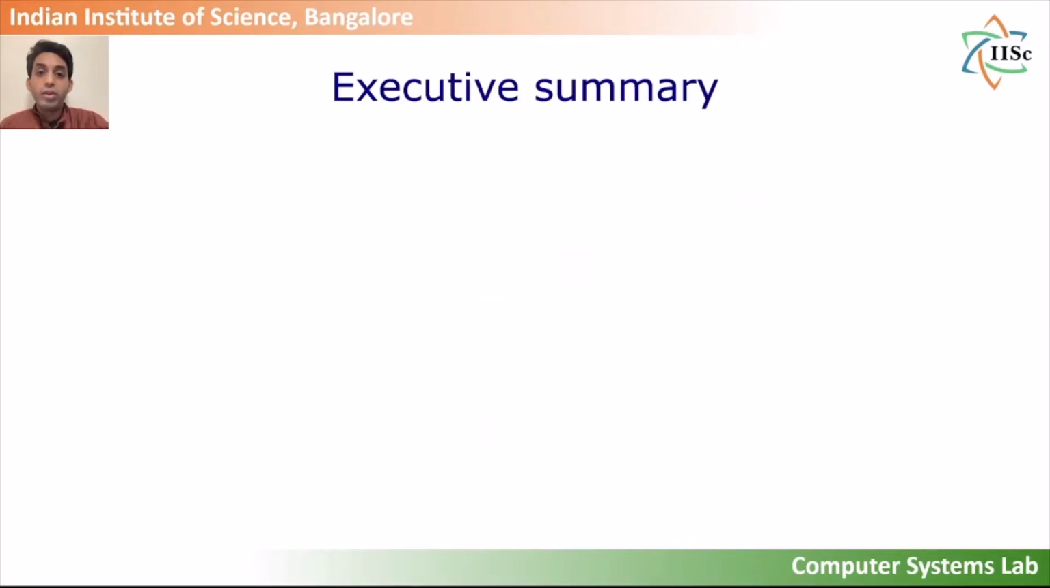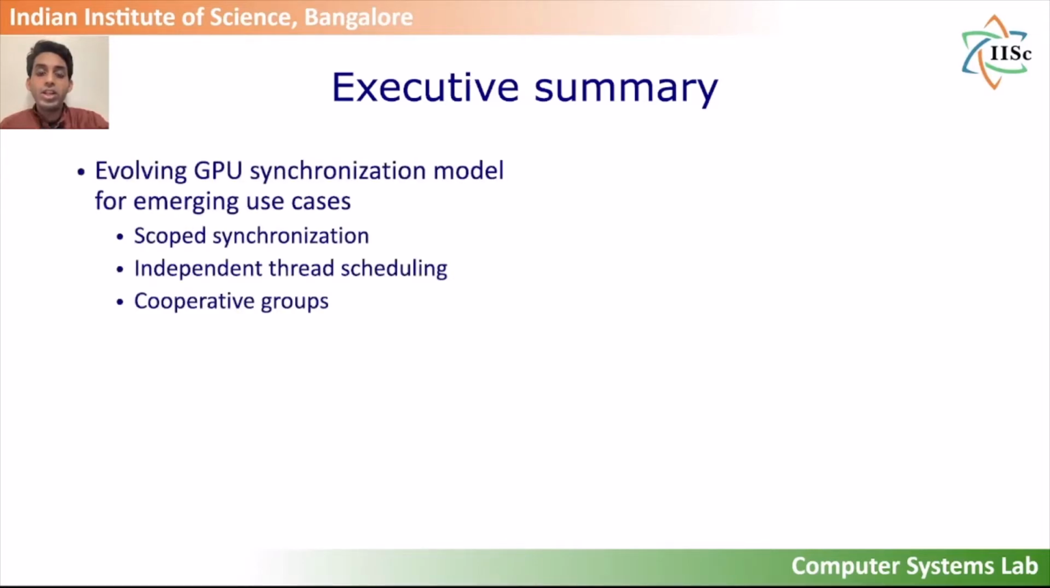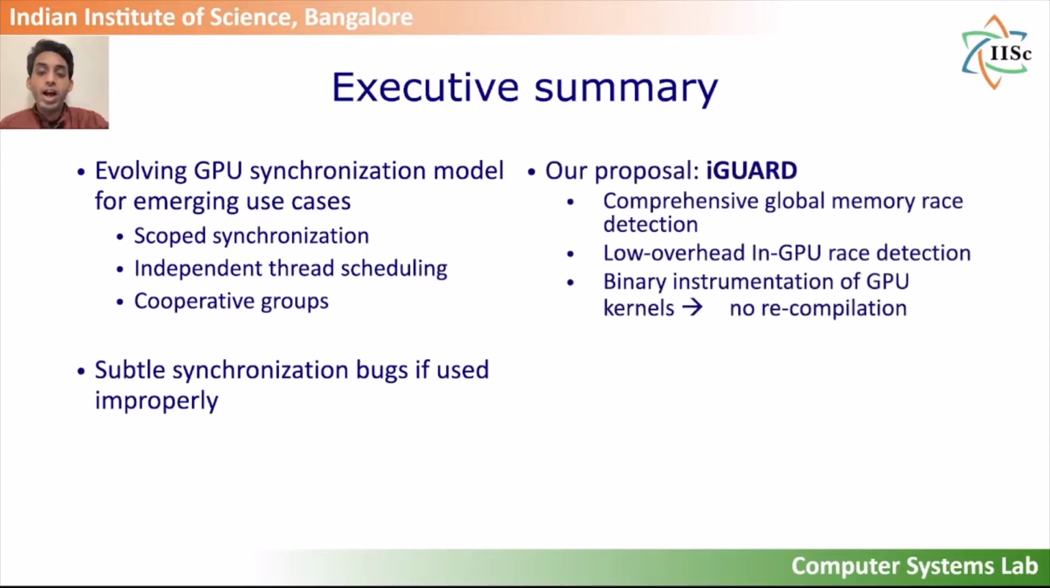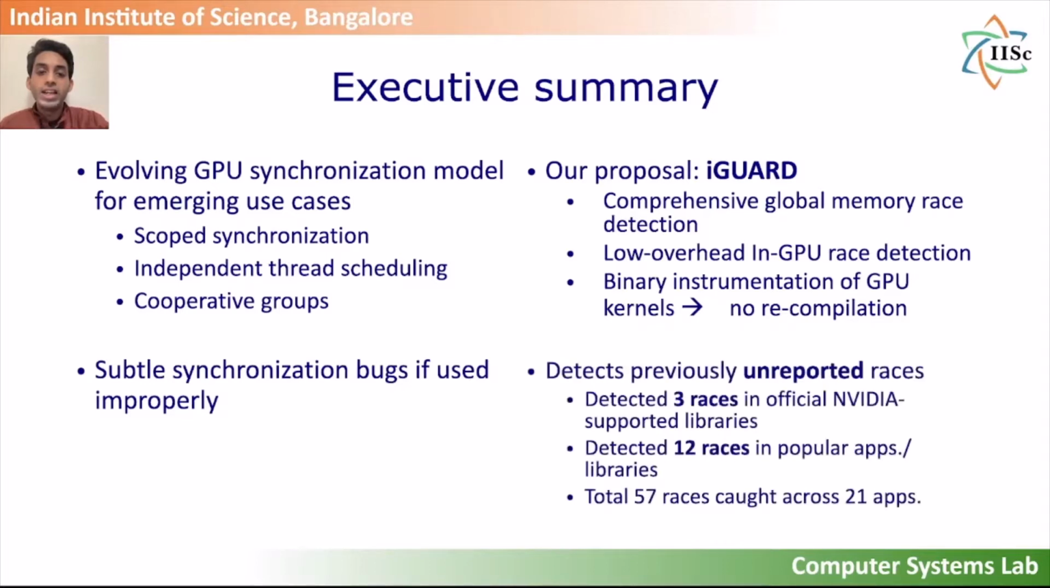Let me start off with a brief summary of what we'll be covering. We'll start by talking about advanced GPU synchronization used by emerging GPU use cases, which can cause new bugs when improperly used. We then propose iGUARD, a race detector that uses binary instrumentation. iGUARD performs race detection within the GPU, providing low overhead. It detected 15 previously unreported races in popular open source applications and libraries.